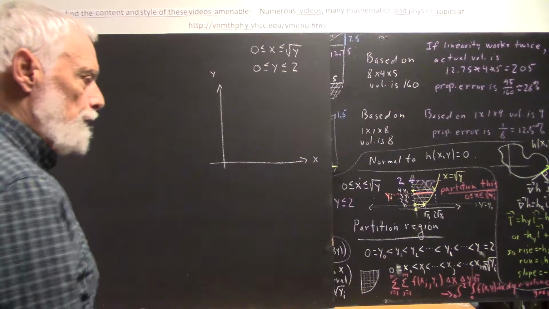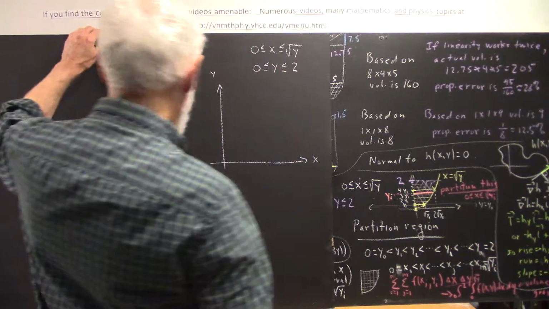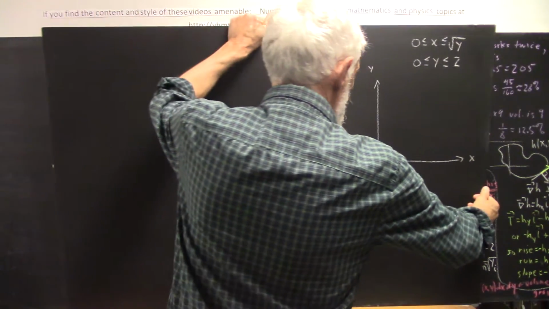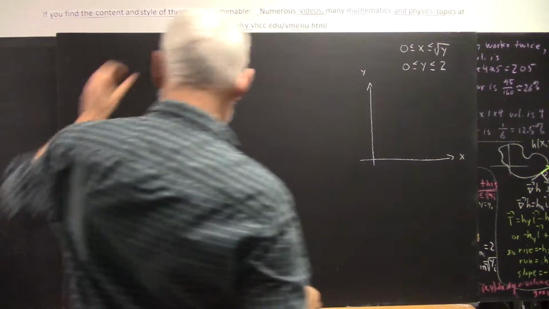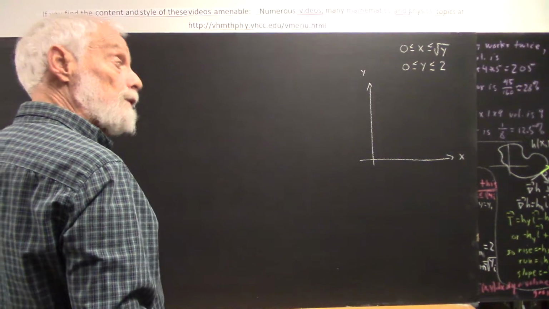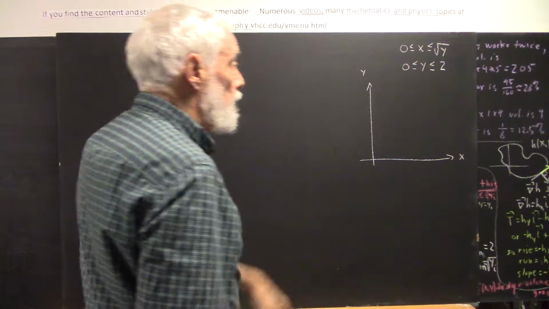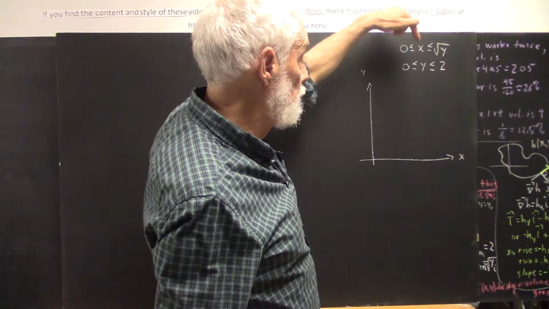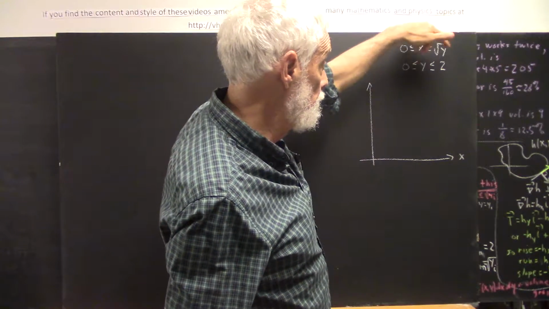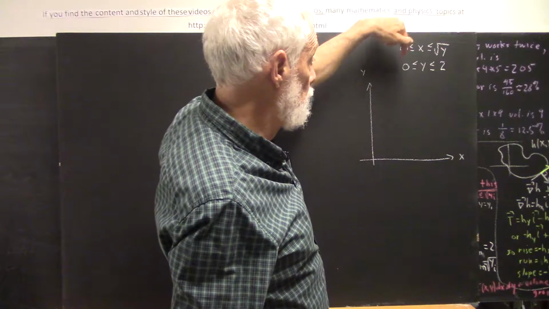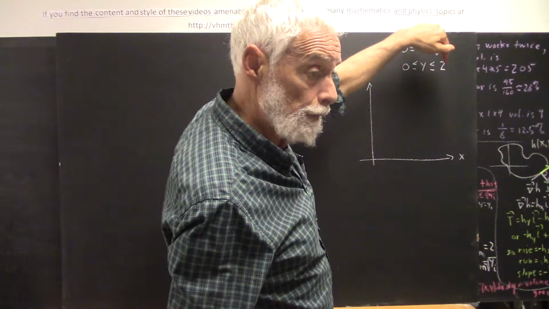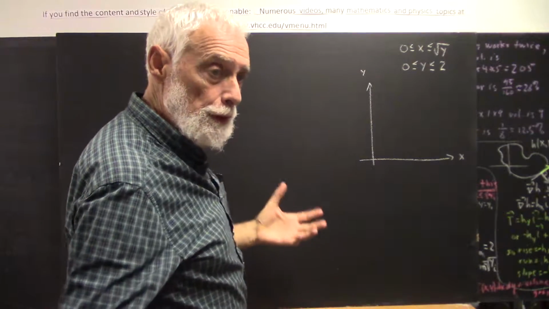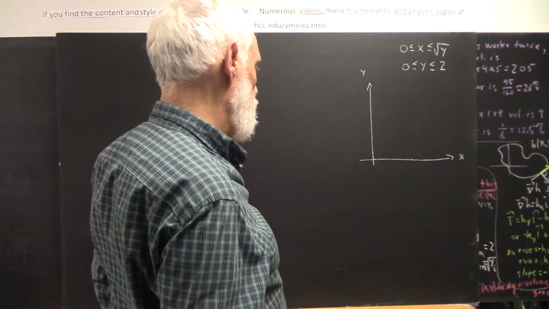Okay, we've got kind of a pretty picture here, but I don't want to talk in terms of that picture. We'll come back to it. I just want to talk in terms of the way we constructed that picture. We have a region that's defined by 0 ≤ x ≤ √y, and 0 ≤ y ≤ 2. We want to depict that region. We want to see what that region looks like.